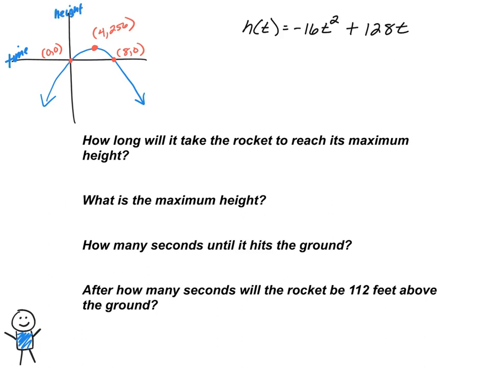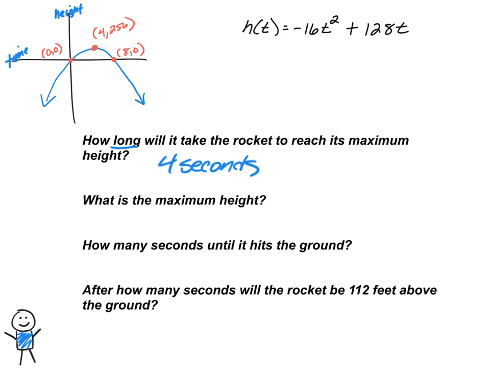First question says, how long, implying time, will it take the rocket to reach its maximum height? Well, according to my model here, my maximum height, the vertex, is at 4,256. But if I want to know the time value, how long did it take, I've got to look along the time axis, or the x-axis. In this case, it looks like the correct answer is 4 seconds.